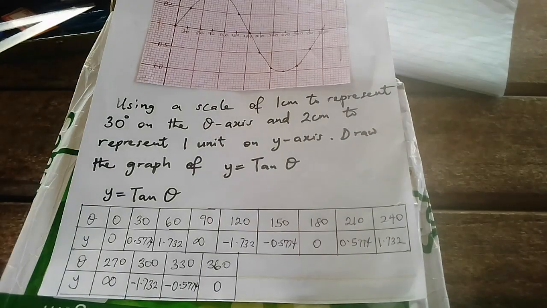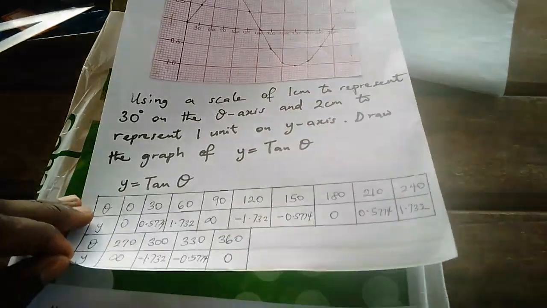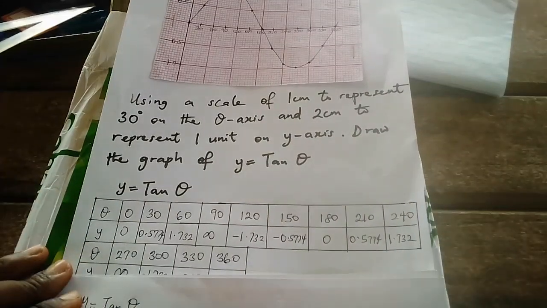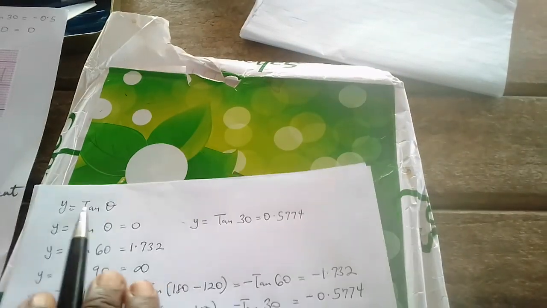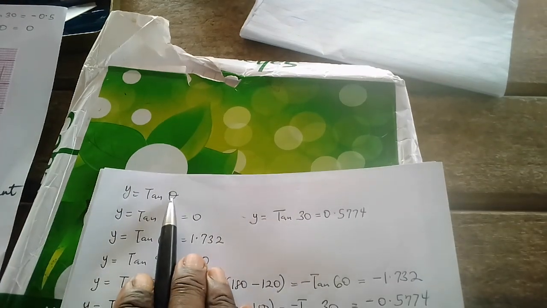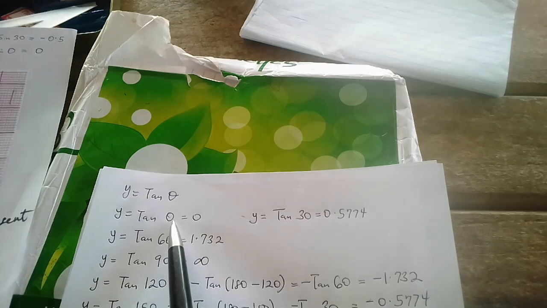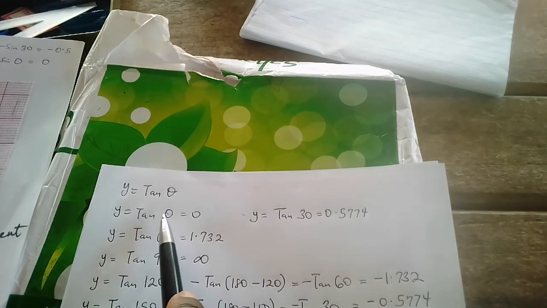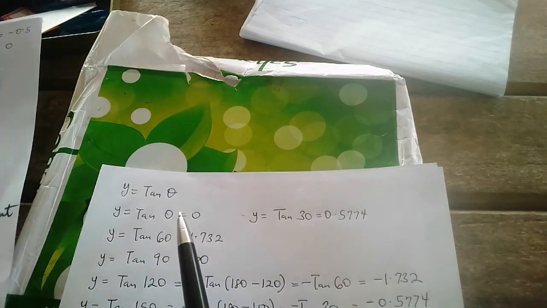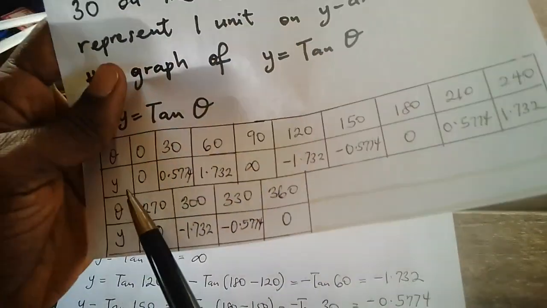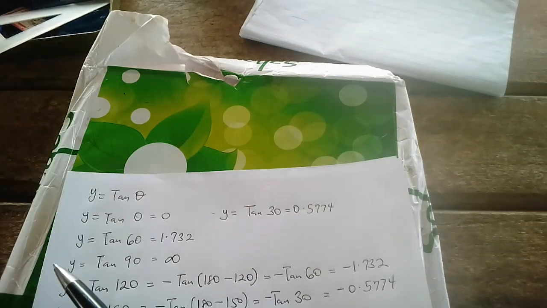So we are now going to be looking for the corresponding value for y. The equation is y equals tan theta. So when theta is 0, what will be y? That means tan 0 is 0. So you are going to substitute into the table. As you are doing it here, make sure you are substituting in the table.